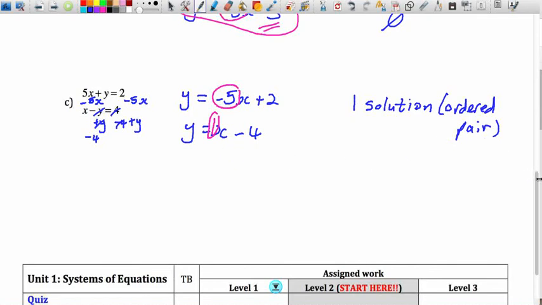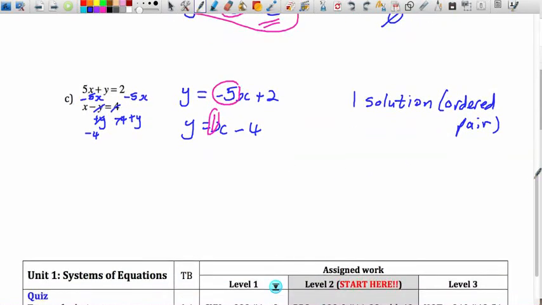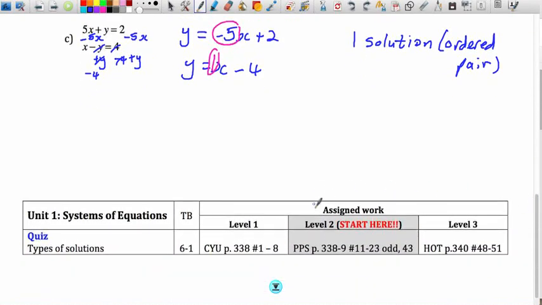Okay, and that concludes the video on types of solutions to linear systems, and you should now turn your attention to the assignment.